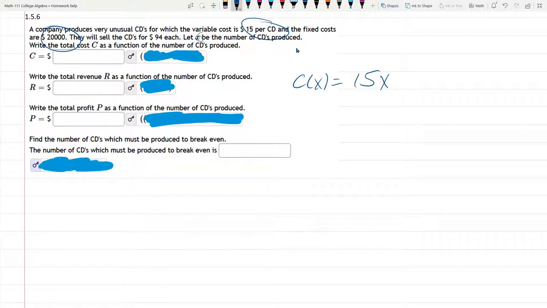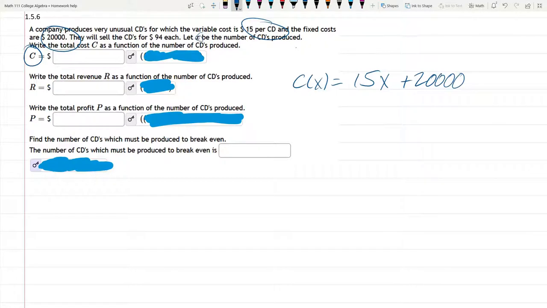Also, we have to pay the fixed cost, which is 20,000. And this has no x attached to it because you just pay it no matter how many CDs you create. So that takes care of the cost function. We just did that. Now we're going to do the revenue.